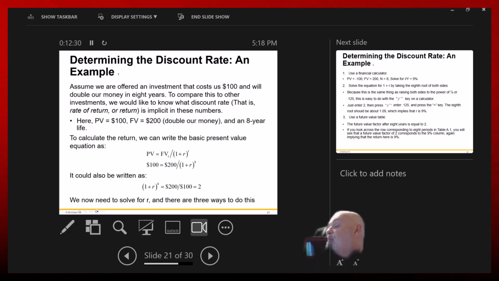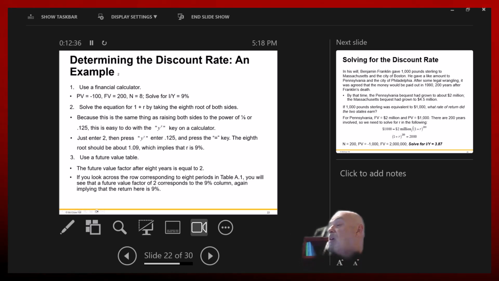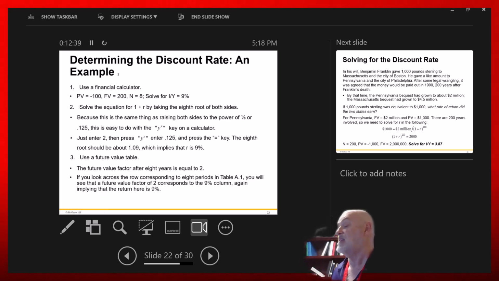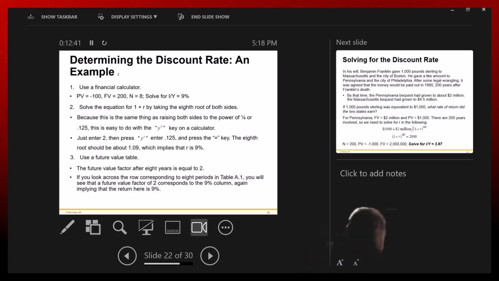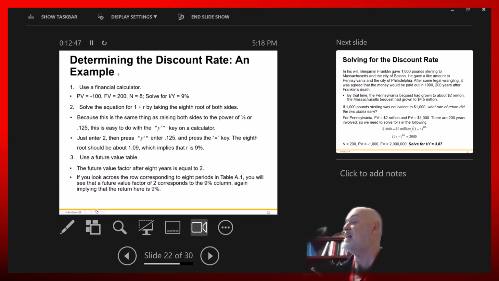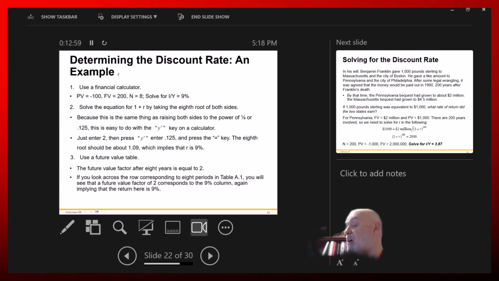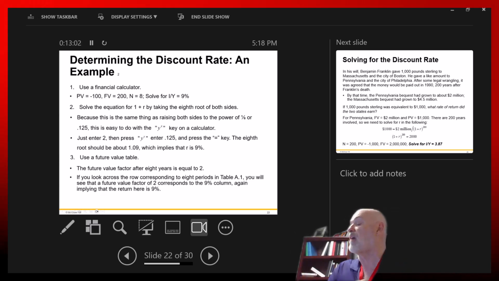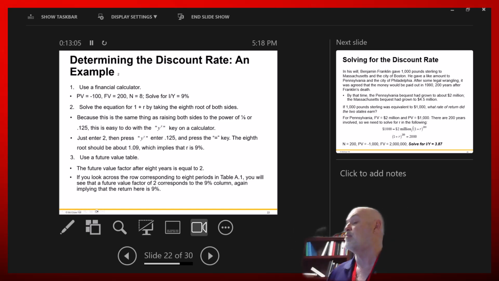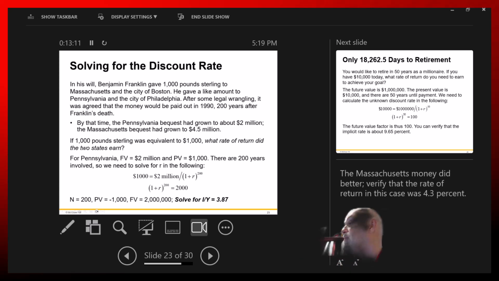We now need to solve for R, and there are 3 ways in which to do this. We can use a financial calculator, or solve the equation for 1 plus R by taking the 8th root of both sides, because this is the same thing as raising both sides to the power of 1/8, or 0.125. This is easy to do with the y^x key on the calculator. Number 3, use a future value table. The future value factor after 8 years is equal to 2. If you look across the row corresponding to 8 periods in table A1, you will see that a future value factor of 2 corresponds to the 9% column, again implying that the return here is 9%.